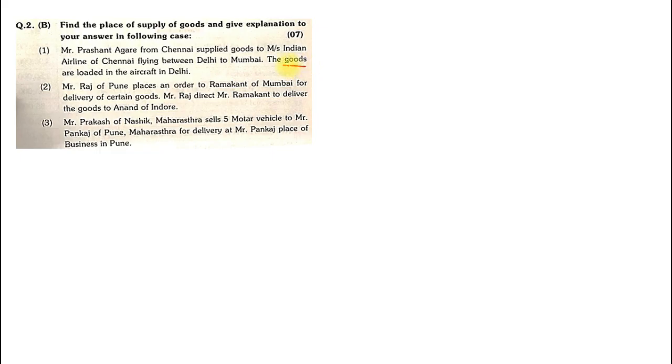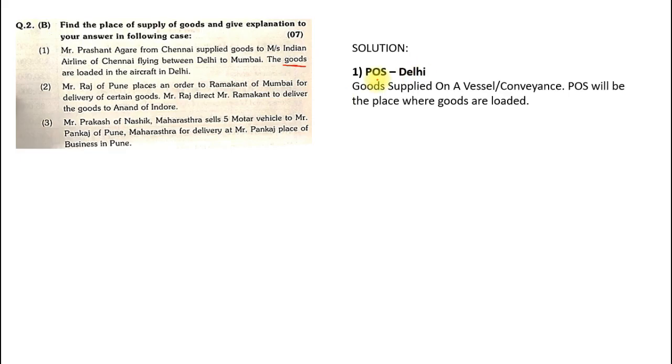Now, this is again based on goods. They're asking you to find the place of supply of goods when there is boarding or loading in any vessel. So the rule for place of supply for goods when you are boarding it in any vessel or any container or any traveling vehicle is that wherever the goods are loaded or boarded, that place will become your place of supply. So in this case, the goods are loaded in Delhi. So my answer for the first will be the place of supply will be Delhi because goods are supplied on a vessel or conveyance, and POS will be the place where the goods are loaded as per that particular rule.